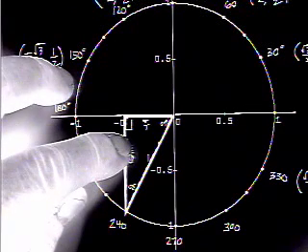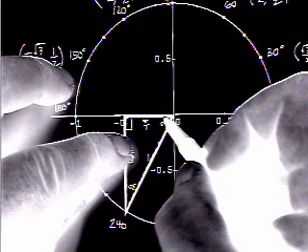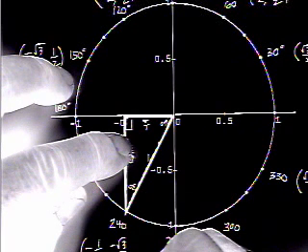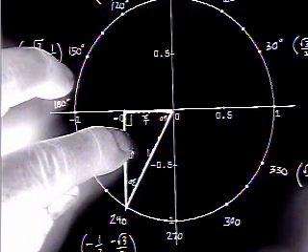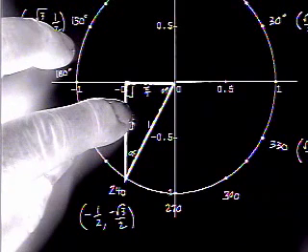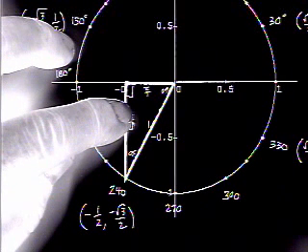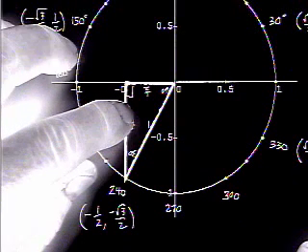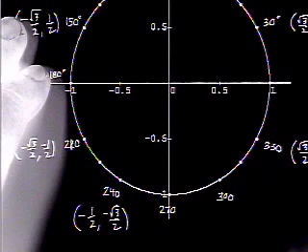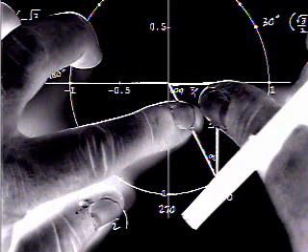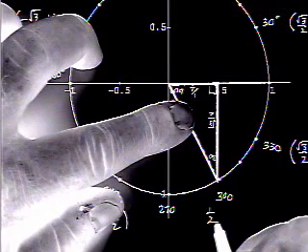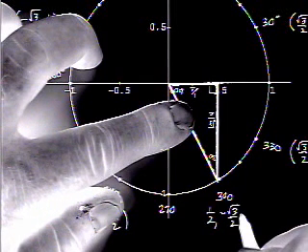You could be down in this quadrant at 240. That's got a negative x and a negative y. Negative 1/2 and negative radical 3 over 2. We could also be at 300 degrees, right? Which has a positive x and a negative y.